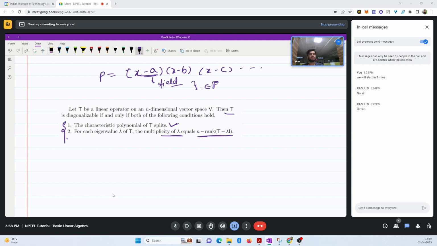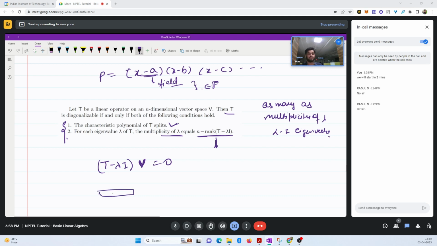of T minus lambda I. So what I said is that you should have as many linearly independent eigenvectors as the multiplicity of lambda. You can just say the same thing in this way. If you have the matrix (T minus lambda I) V equal to 0 that you want to solve, then whatever is the number of zero rows you get in row echelon form, that would tell you the number of linearly independent eigenvectors that you can have.